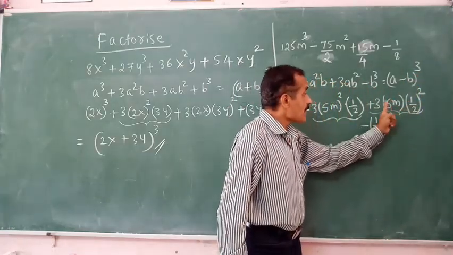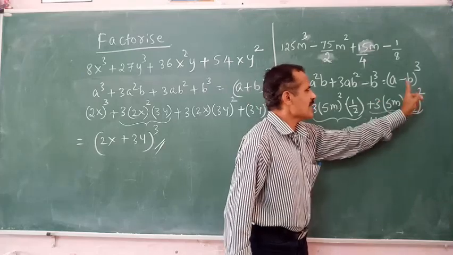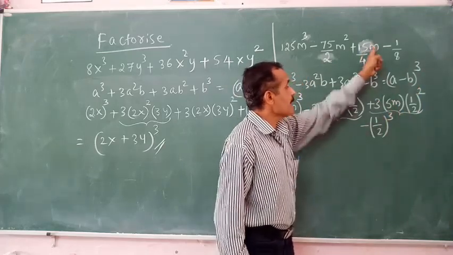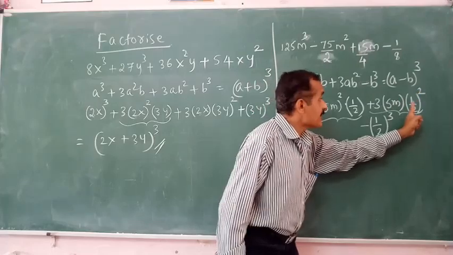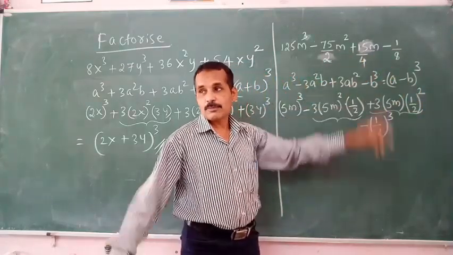So 5 3s are 15. 1 square is 1 only, 5 3s are 15. M, denominator 2 is there, 2 square is 4. So your problem is right.